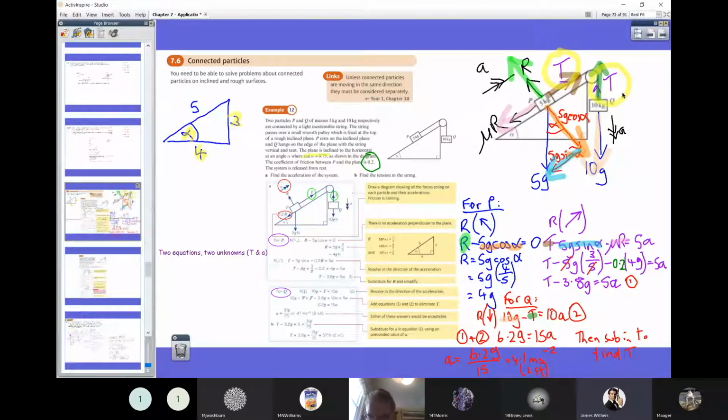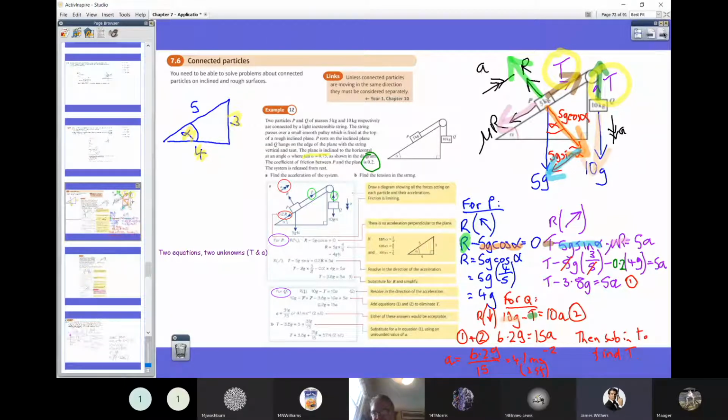Now remember, it's then just algebra, but it's a nice tip to add equation 1 to equation 2, because invariably you've got tension being positive in one and negative in the other. So that's a really quick way to eliminate the tension to allow you to work out what the acceleration is. And once you've worked out the acceleration, you can just substitute back in to find what the tension is. So that's just a quick summary of the first example.